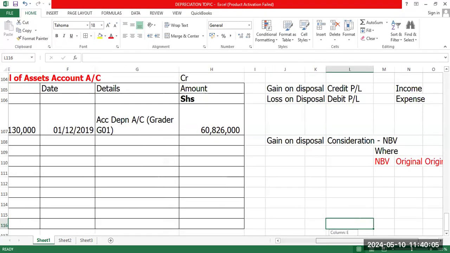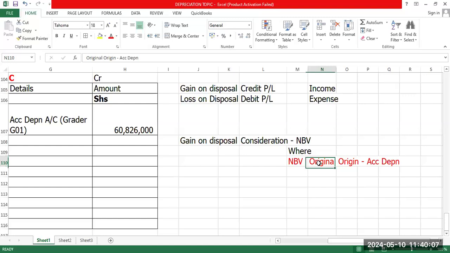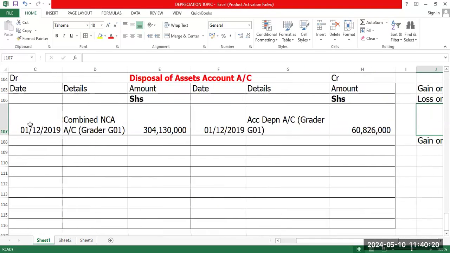Because when you observe, this is original cost. And you can actually see that at this point, we have net book value. Because this is the original cost, this is accumulated depreciation for this very asset. So when you get this minus this, what you have is actually net book value.